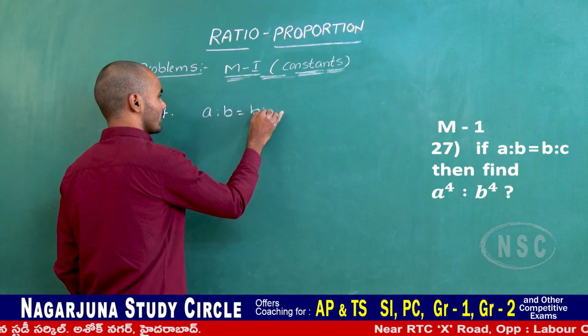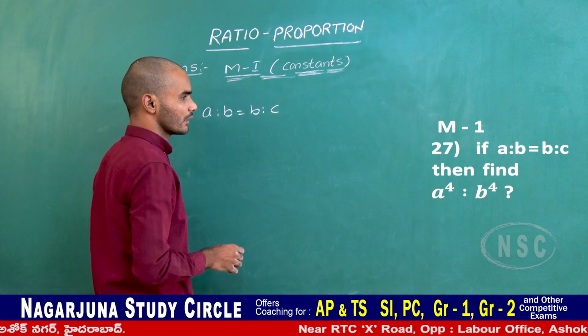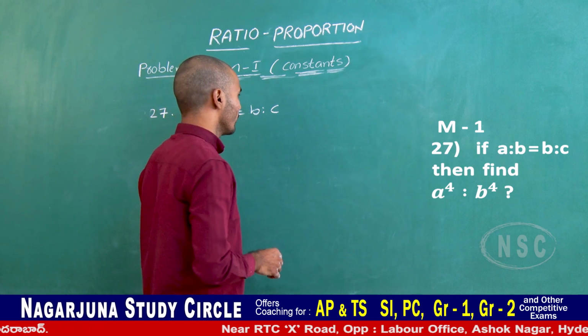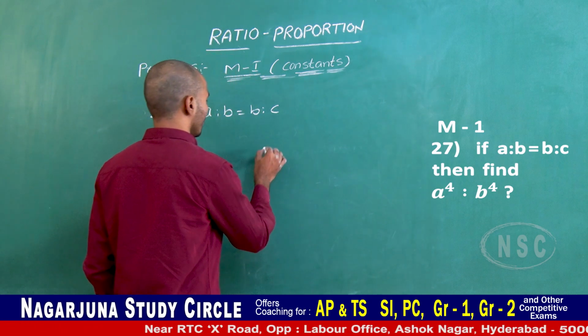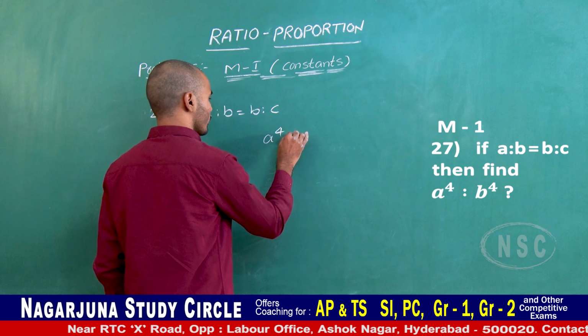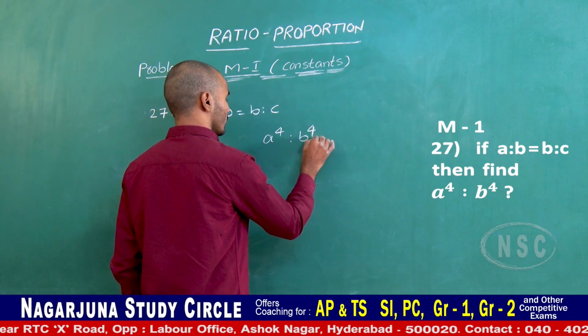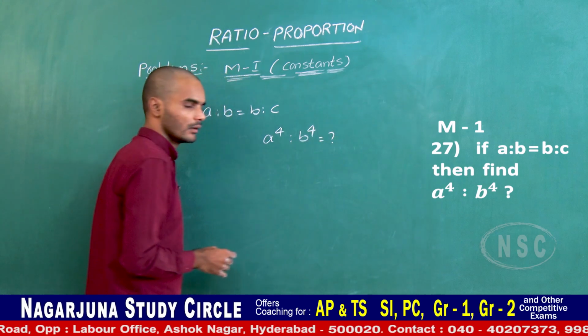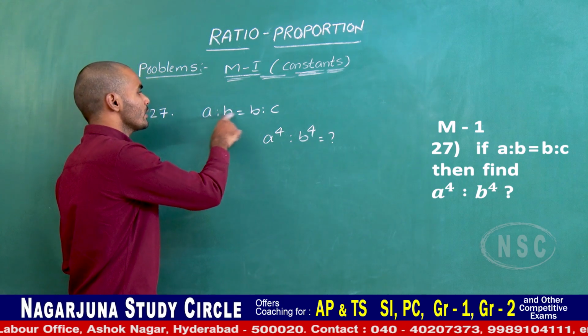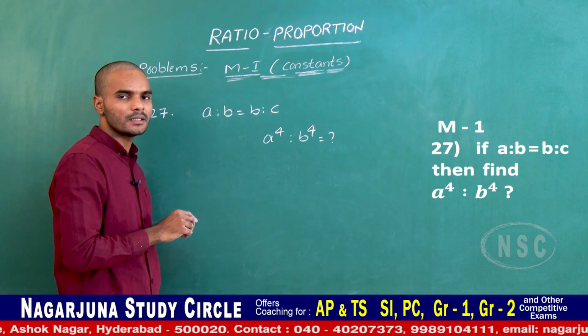A is to B is equal to B is to C. Then find A power 4 is to B power 4. This is the given data. This is the continuous proportion. Already we discussed it in the introduction.